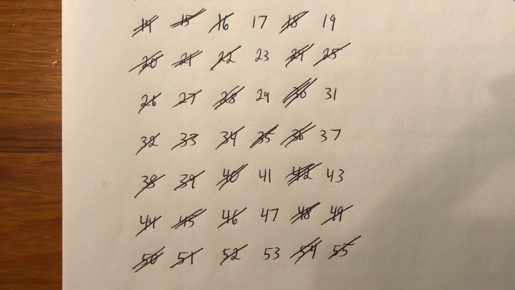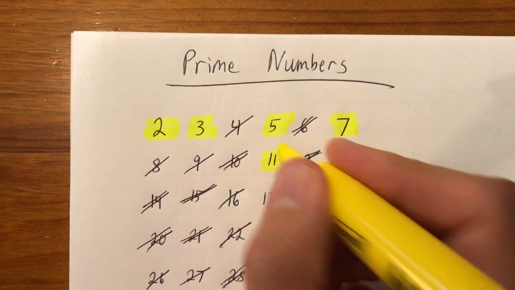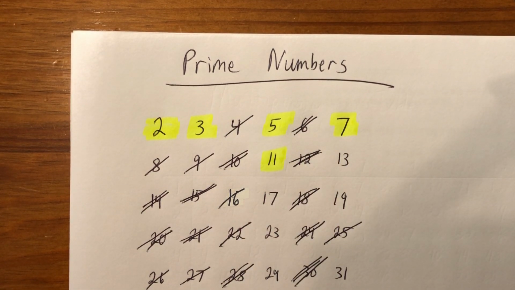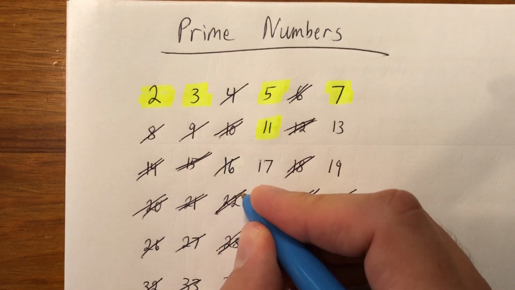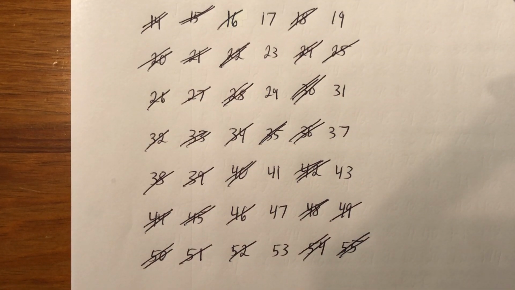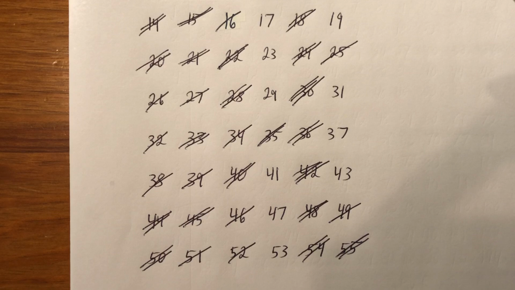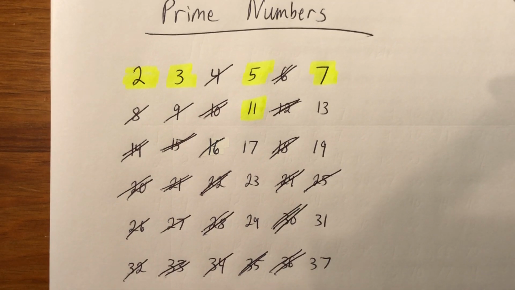Okay. The next one that's a prime number we know is 11. If I was to count by 11s, I'd have 11, 22, 33, 44, and 55. They're already marked out already. You don't have to keep marking them out, but I am just to kind of keep up with where I am. Okay, let's keep going.